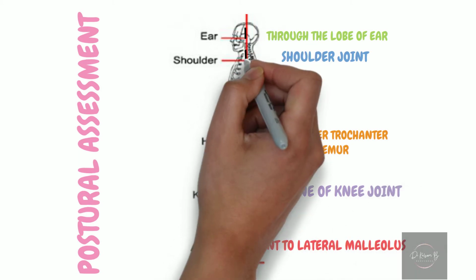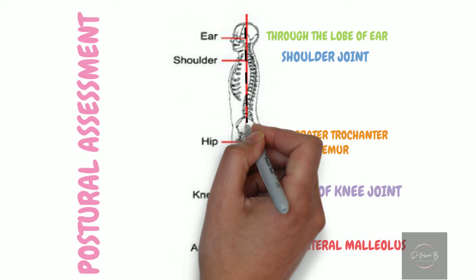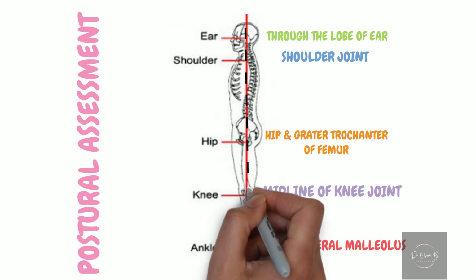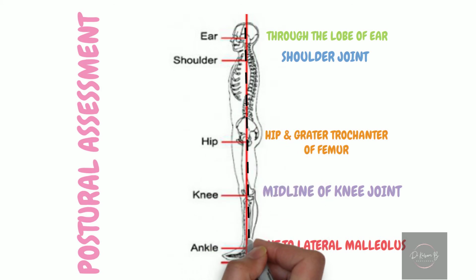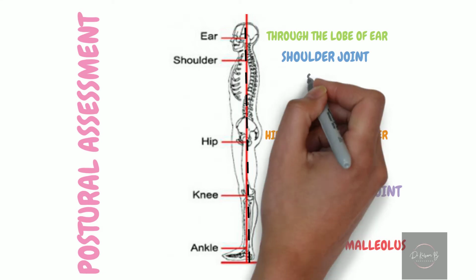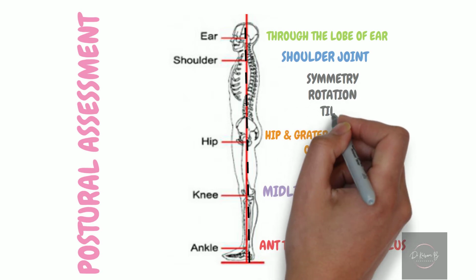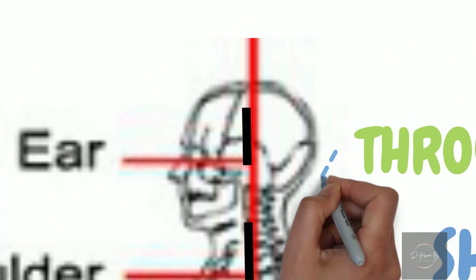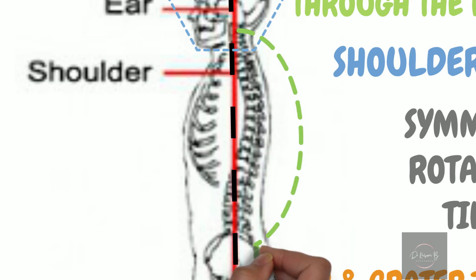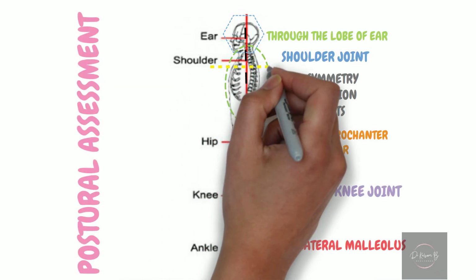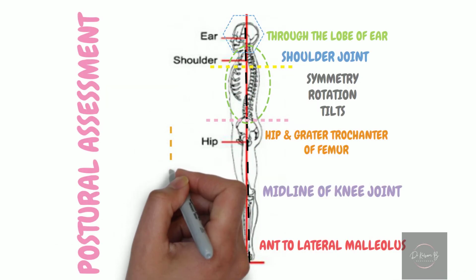When viewed from either the front or the back, the vertical line passing through the body's center of gravity should theoretically bisect the body into two equal halves. While assessing posture, symmetry and rotation tilts should be observed in the anterior, lateral and posterior views. Assess head alignment, cervical, thoracic and lumbar curve, shoulder level symmetry, pelvic symmetry, and hip, knee and ankle joints.